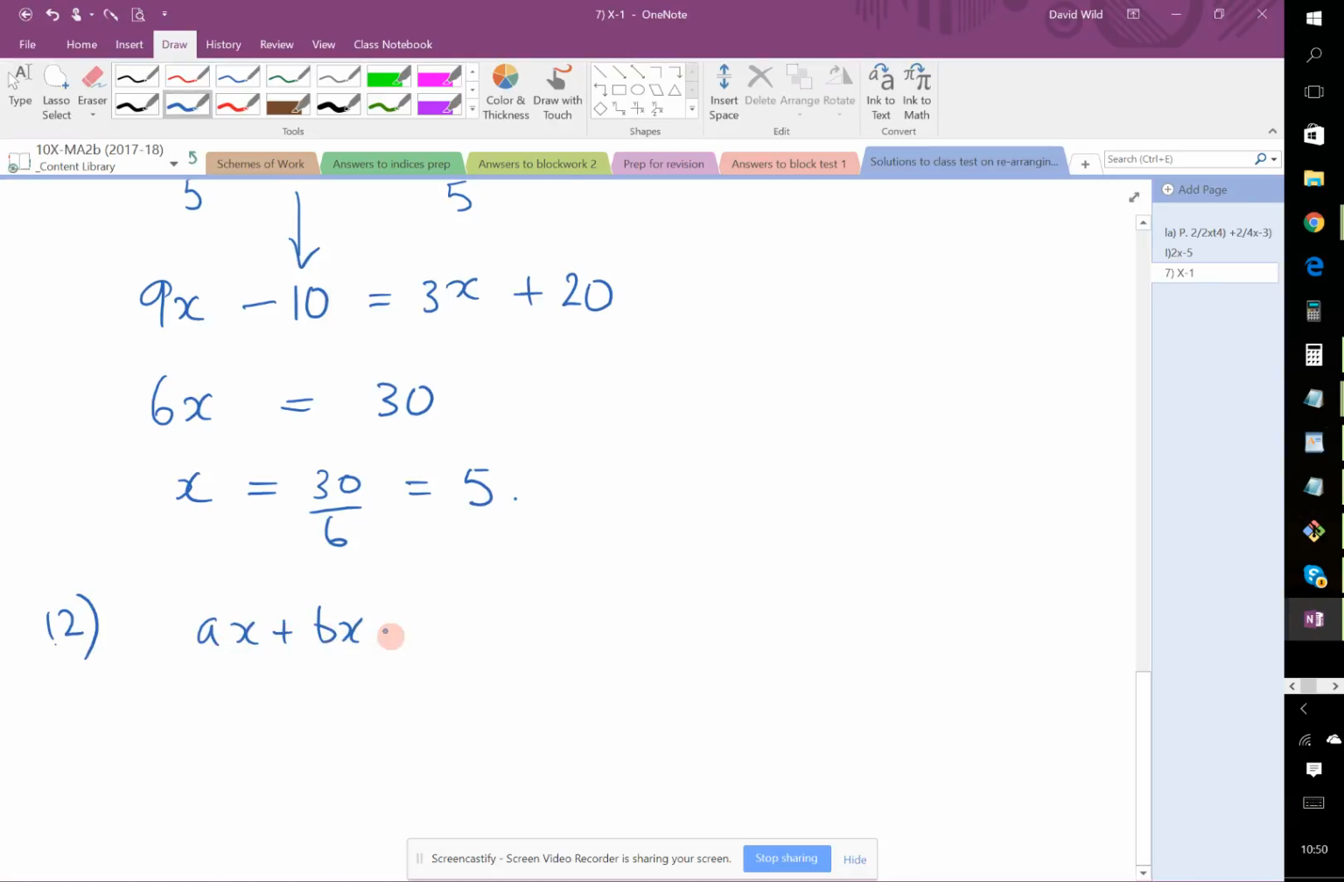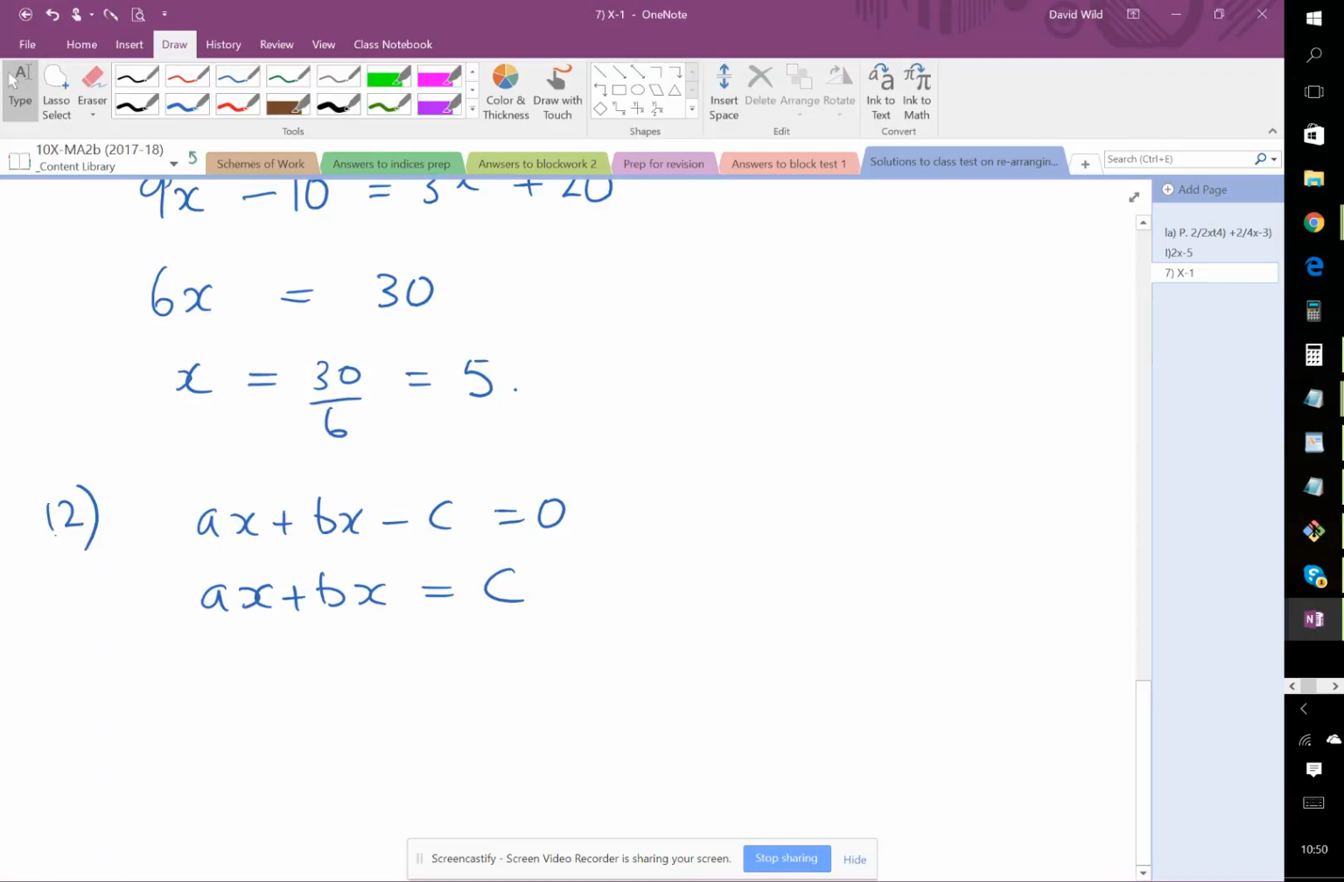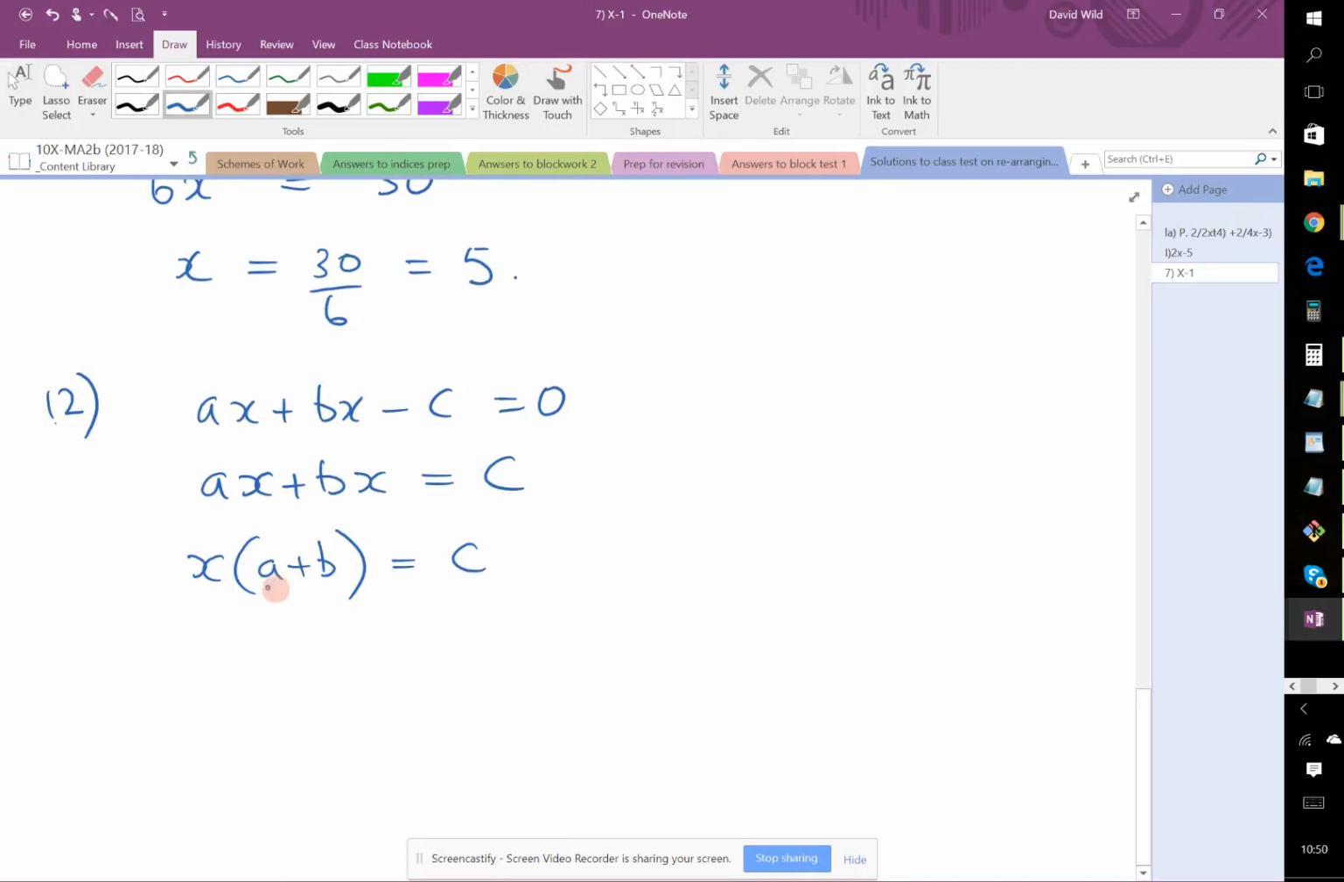AX plus BX minus C is 0. Concentrate, please. Find this hard? First thing, I want just the x's on themselves. So I'm going to add C to both sides. Now here I need to factorize x out. Okay, I want x on its own. These are multiplied together, this x and this bracket, so I'm going to divide both sides by a plus b.